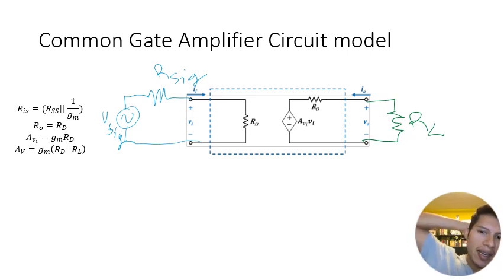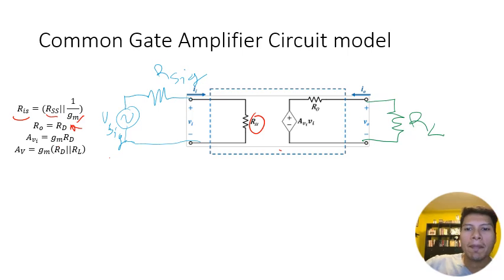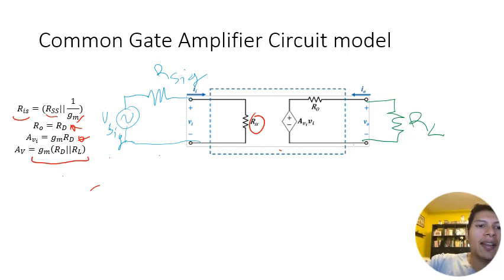Okay, so now I'm going to summarize in this final slide. So in particular, for this particular circuit, again, our final results are that the input resistance is RSS in parallel to 1 over Gm. Our output resistance is RD, and our gain is Gm times RD, and our open gain is Gm times RD, and our non-open gain, or when we include RL into our gain, is just Gm times RD in parallel with RL.